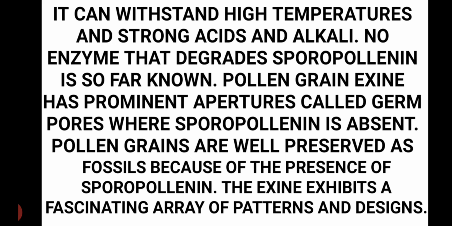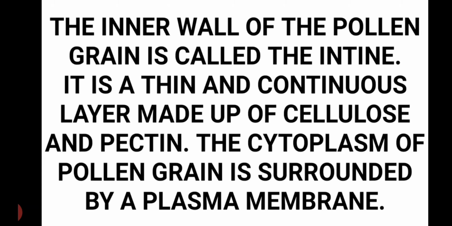The exine exhibits a fascinating array of pattern and design. When we observe the external structure of the exine, we come to know that it has a specific pattern and design. The inner wall of the pollen grain is called the intine. It is a thin and continuous layer made up of cellulose and pectin. So the outer layer is made up of sporopollenin and the inner layer, which we call the intine, is made up of cellulose and pectin.